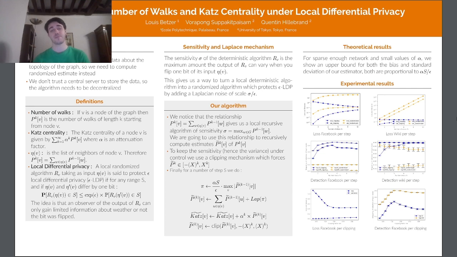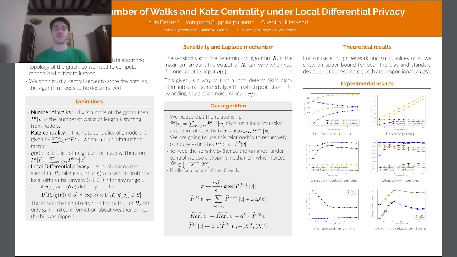Now let's introduce sensitivity and the Laplace mechanism, which is a mechanism used to turn a deterministic local algorithm into a randomized local algorithm which protects epsilon local differential privacy. So first, the sensitivity sigma of a deterministic algorithm R_v is the maximum amount the output of the algorithm can vary when you flip 1 bit of its input. So its input again is the list of neighbors.